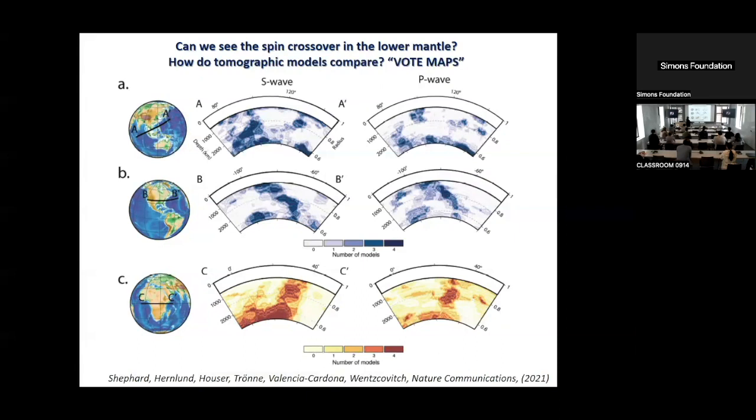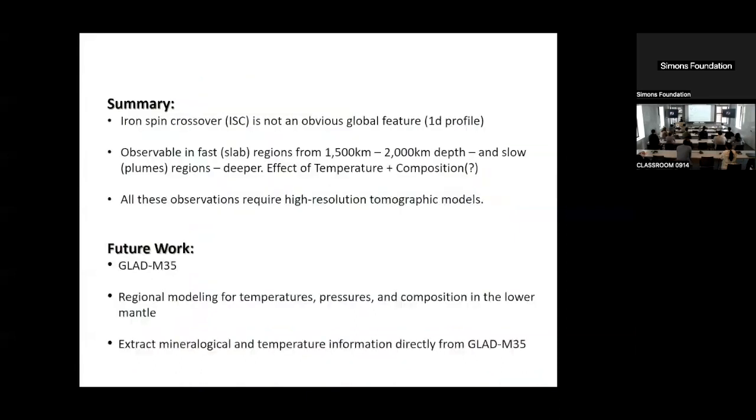And this is a hot region in the mantle, the large low shear velocity provinces. Summary. Okay, so this is how we see the signature of the spin state change in the mantle. The iron spin crossover is not an obvious global feature in the mantle because the mantle is heterogeneous. It can be observed in slab regions and faster and slower regions because the signature is in the velocity dependence of temperatures. And all these observations require high resolution tomographic images.